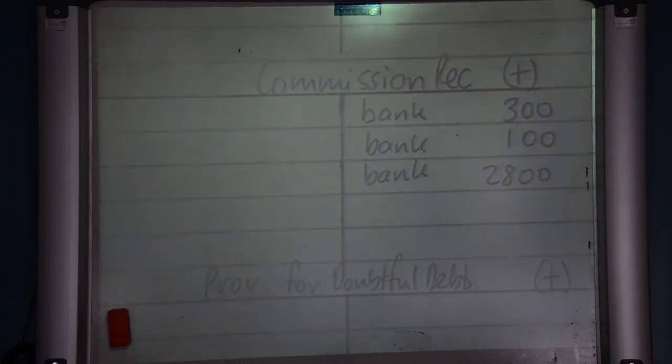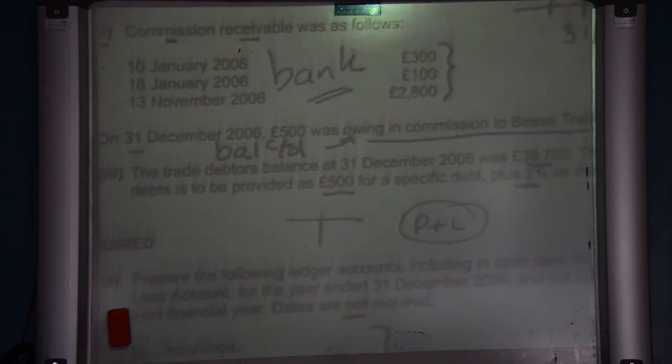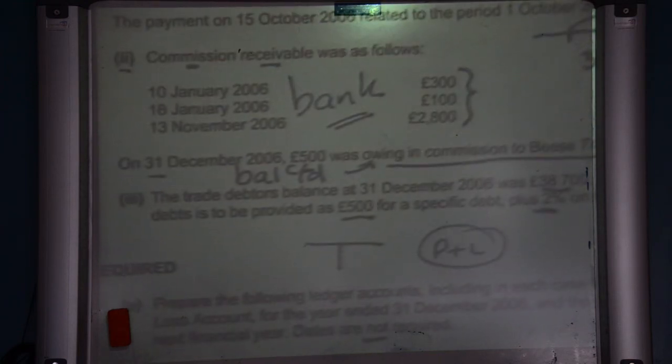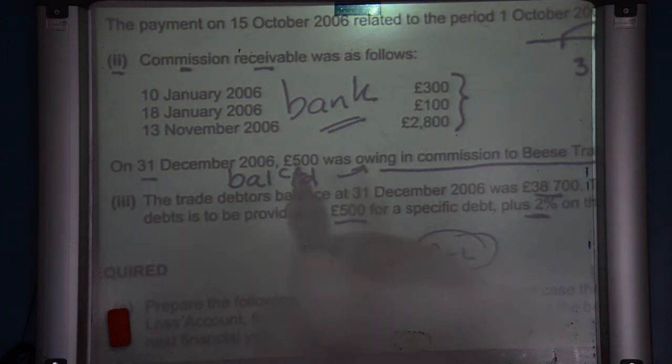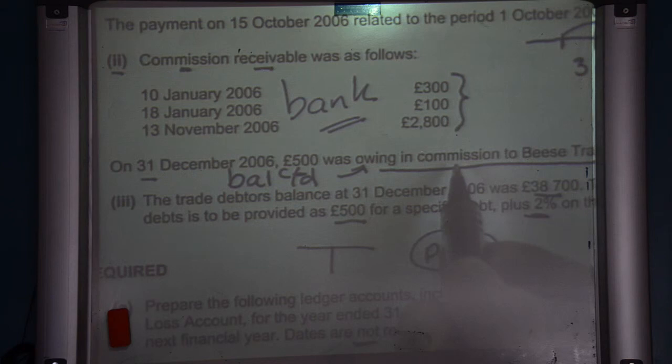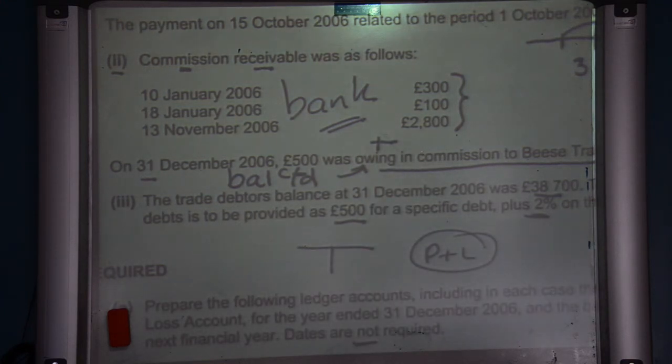So if you have a look back in the question, for commission, where is it? There it is. It says at the end of the year, the 31st of December, we've got a Bal CD owing in commission of 500. We are owed commission. Beese traders, that's who we are, that's who we're doing these financial statements for. We are owed £500. So we're owed money, that's an accrual. So I'm going to put it on the plus side of my ledger account.